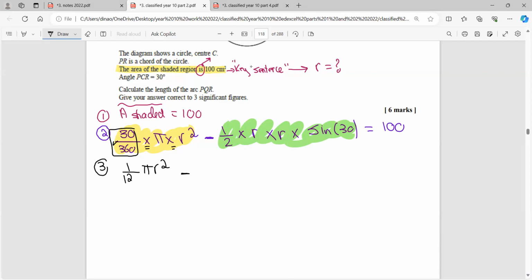Minus. Now let's come to the highlighted green part. As I always say, work on the numbers together. So these are multiplied by each other. On the calculator, half times sine 30, which is 1 over 4. And then r times r is what? r squared equals 100. This is what I did.